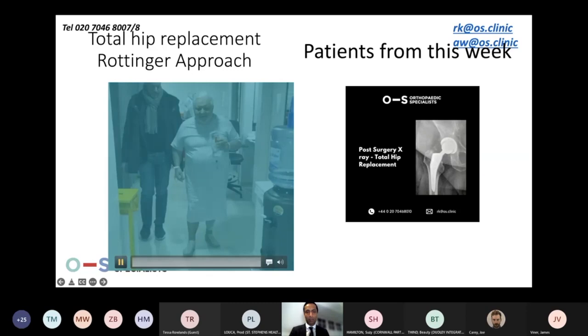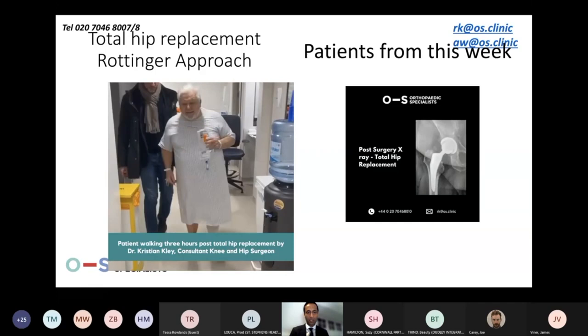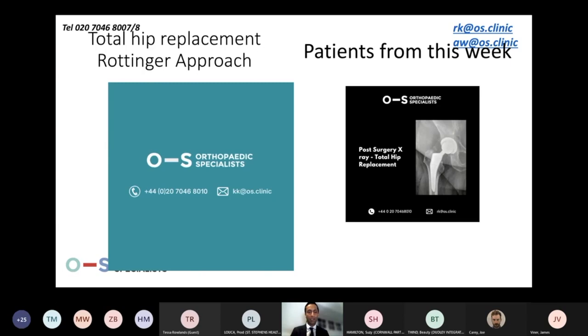This was just a couple of weeks ago, patient walking 3 hours post-surgery. He's carrying his own saline bag. And you can see he's a slightly older gentleman. And, you know, he's smiling. This is not just because the hip replacement's gone well. It's because we've had good prehabilitation. He's had good anesthesia. And obviously Christian's used his approach. So it's a multimodal approach.